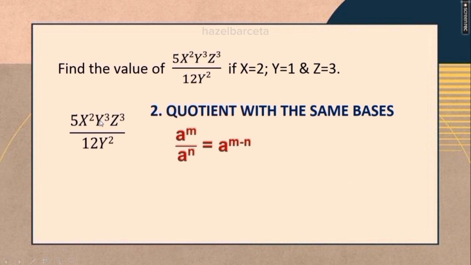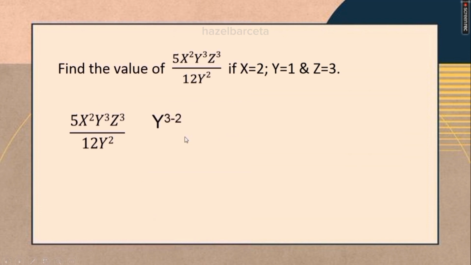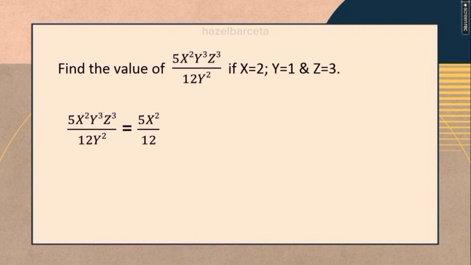Anong rule po? Yes, quotient. Same base, different exponent. Therefore, ima-minus po natin si numerator sa denominator exponent. Numerator, so y raised to 3 minus 1, which is equal to y raised to 1. Ano nga po kapag 1 ang exponent? Yes, hindi na po natin siya isusulat. Therefore, magiging y. And going back, copy 5x cubed over 12 since hindi naman sila affected. And y na lang po.